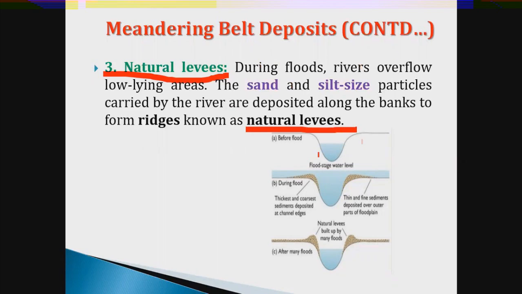Now you can see this is the condition before flood. Nothing is around the banks and on the lowland areas of the river, but after flood there are some deposits. After many floods there are pronounced ridges along the banks. Now these pronounced ridges, these built up banks, are known as what? They are known as natural levees, and these natural levees are basically sand and silt size particles.